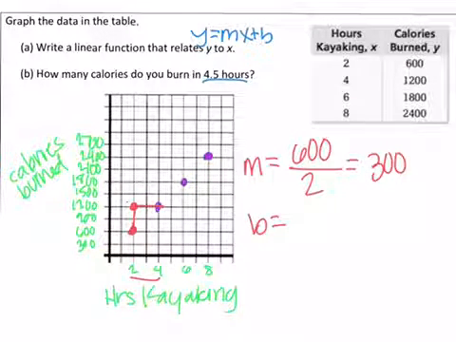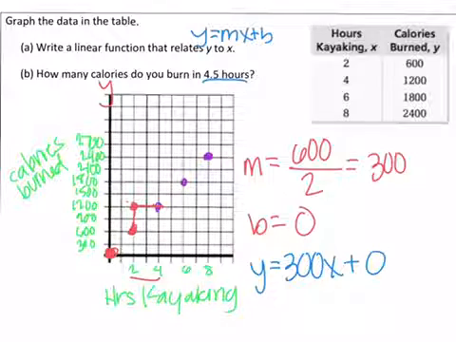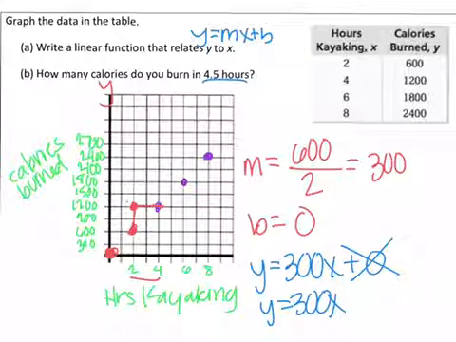But now let's talk about our y-intercept. So we see that we're going up 2 over 2. Let's go down 2 over 2. And look, this is our y-axis right here. So that's what our y-intercept is, which is at 0. Okay, so let's plug this into slope-intercept form. We have y equals 300x plus 0, or you can completely wipe that out and we just have y equals 300x. And guys, what this means, if we were to interpret it, is you burn 300 calories for every 1 hour of kayaking.